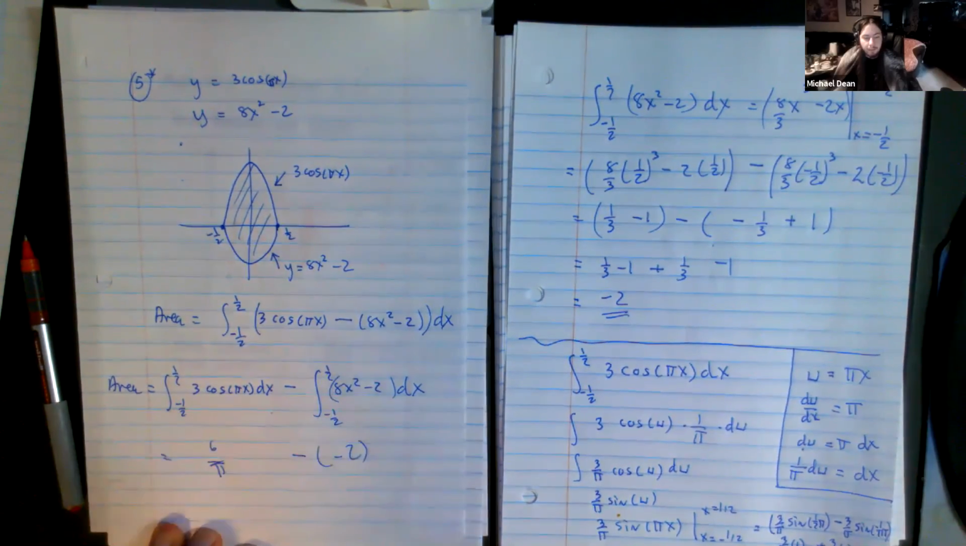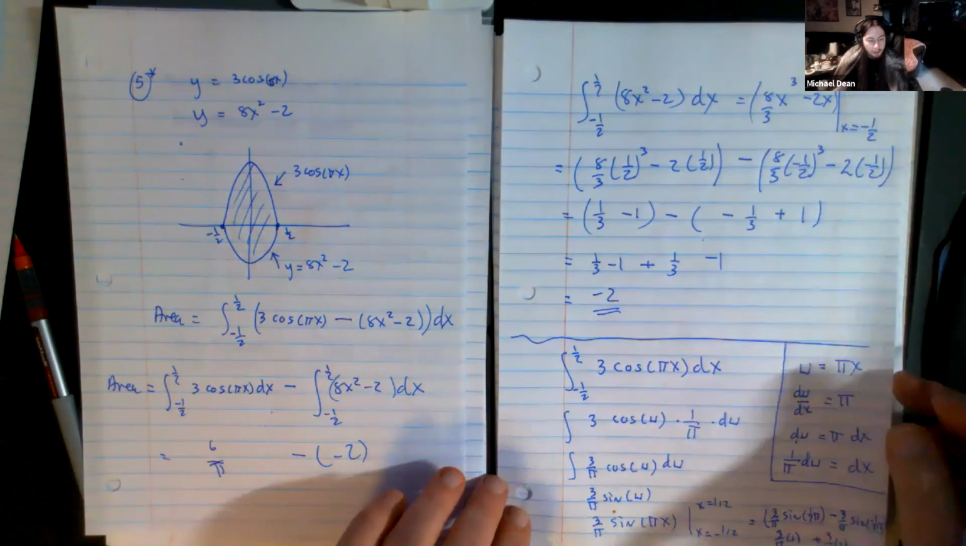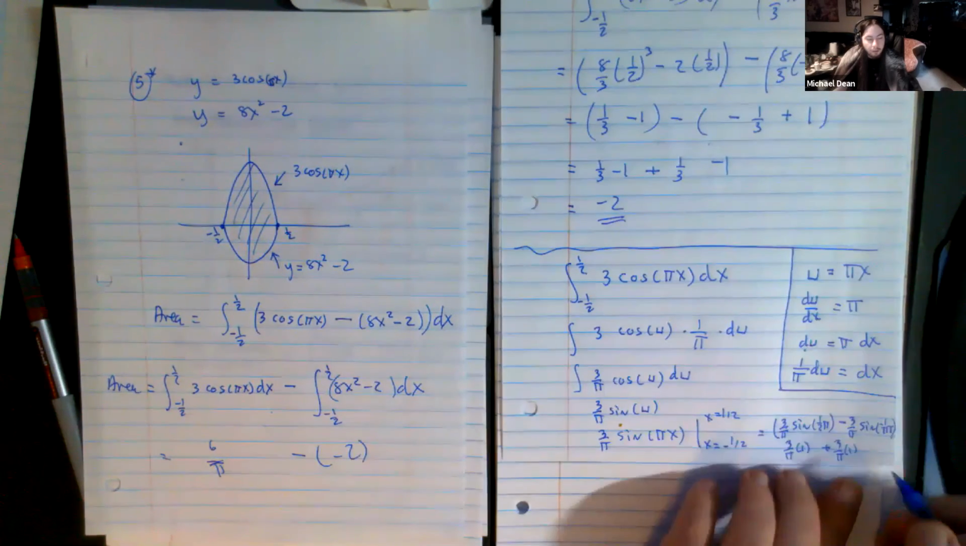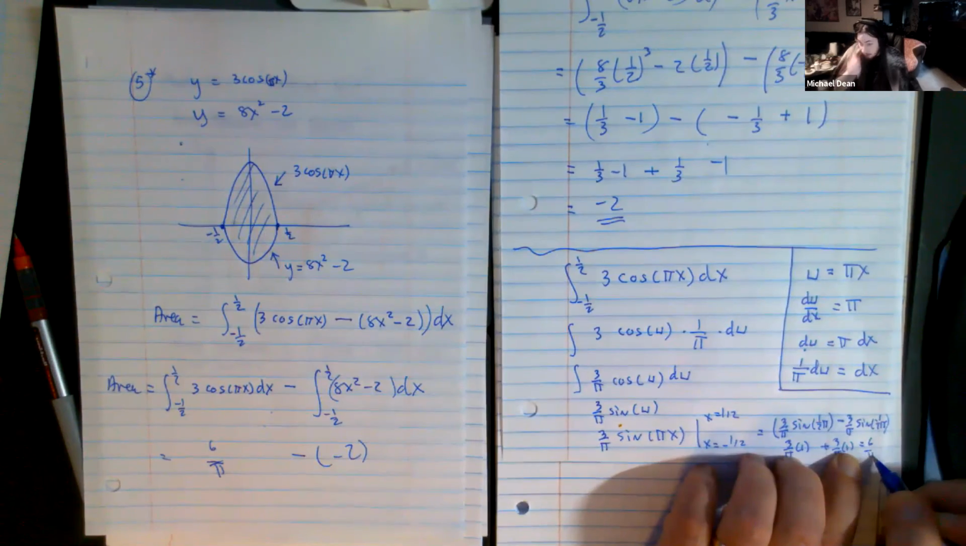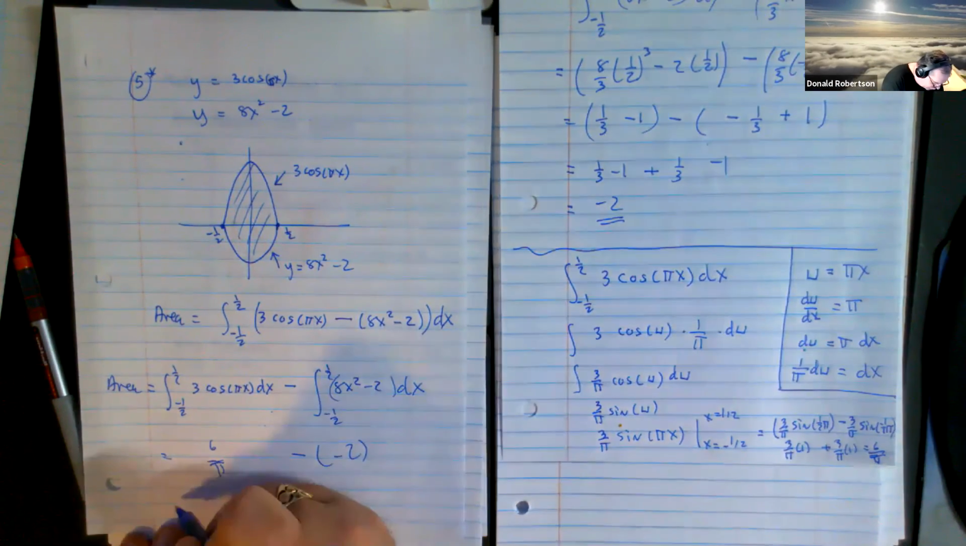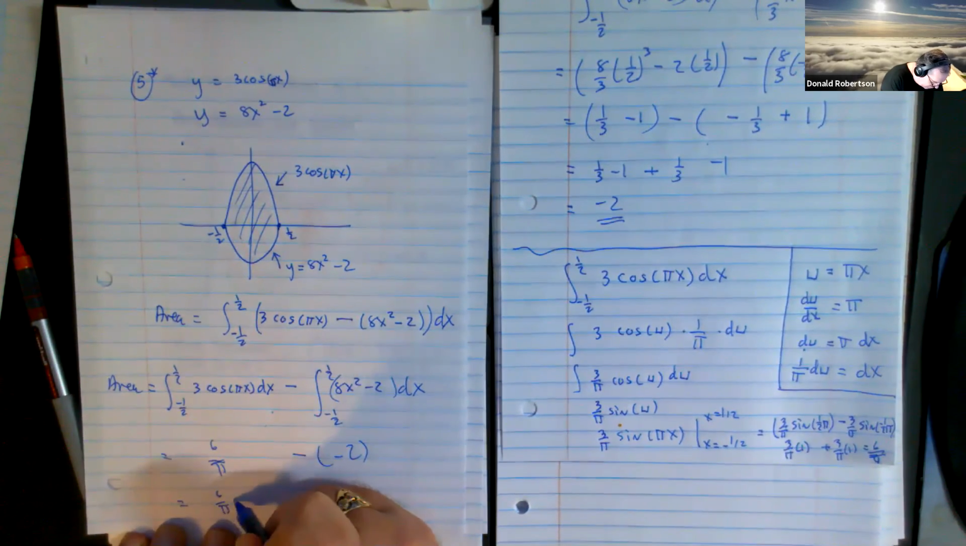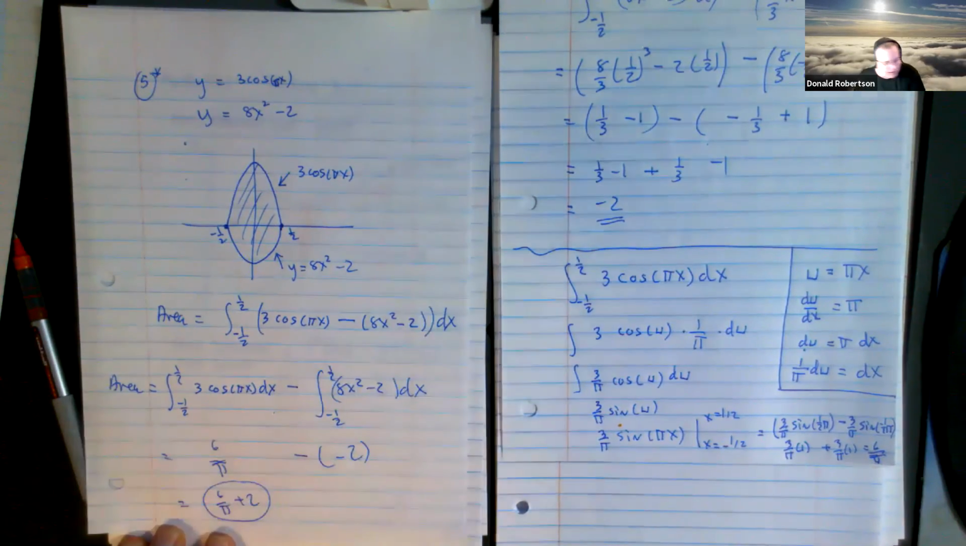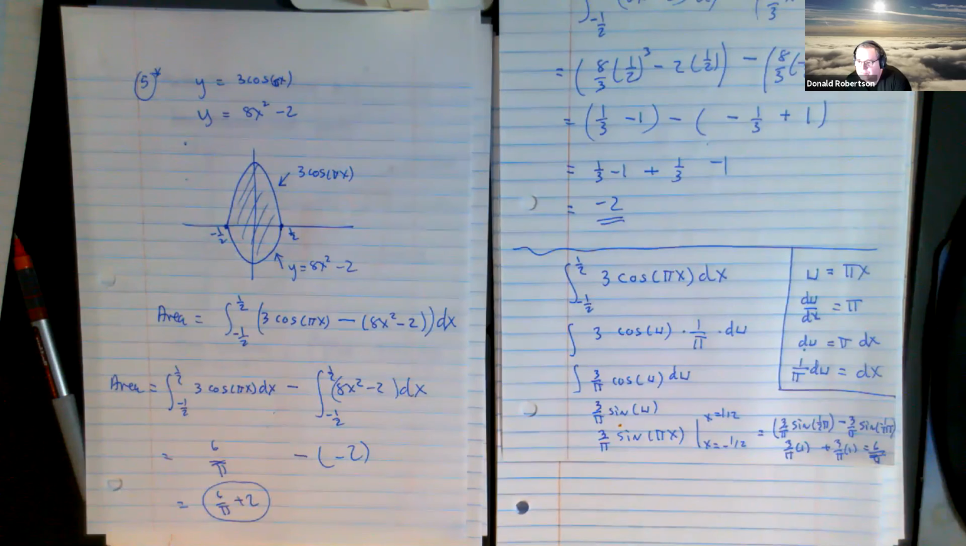Can you scoot up the paper a little bit? Thank you. So 6 over pi, take away -2, 6 over pi plus 2, the area between 2 curves.